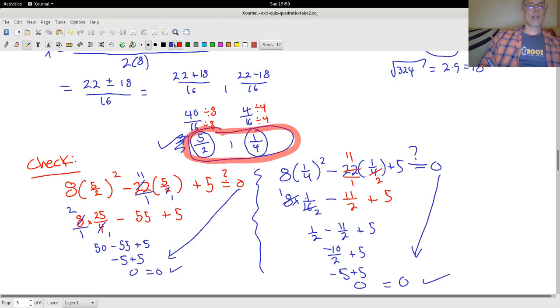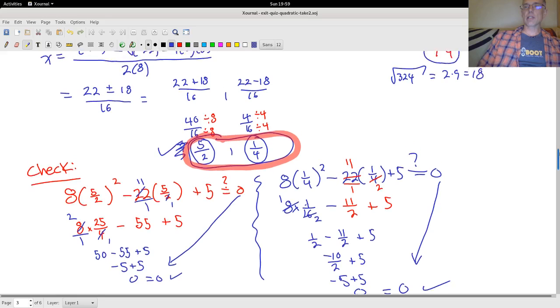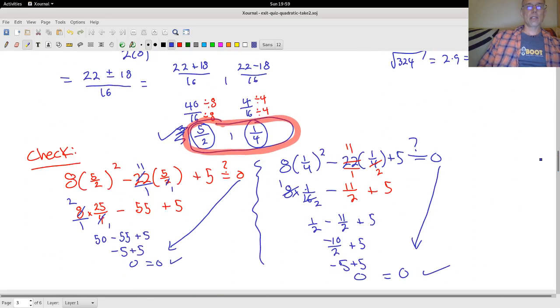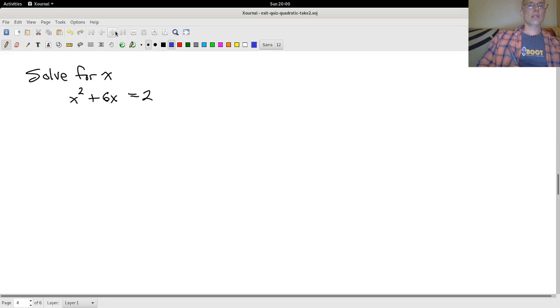And so those are my answers. Let's see, what's my variable here? I think it was Z or X. It was an X. Yep, so I get X equals those two numbers. Cool, they both check. Next.